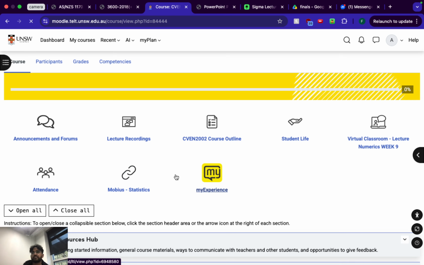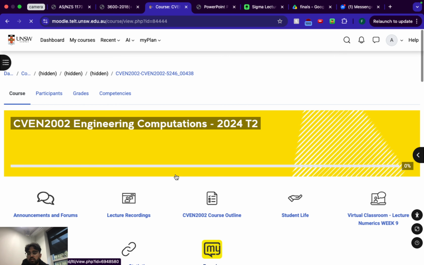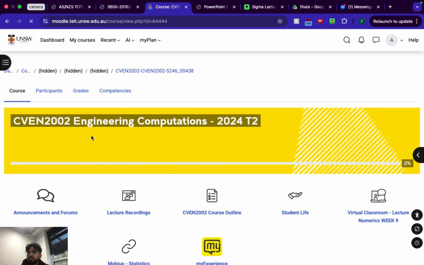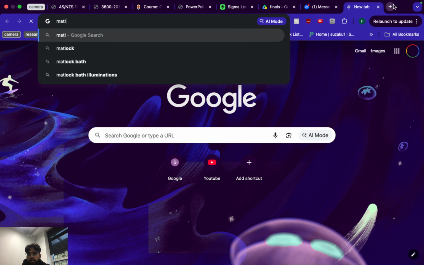So this course itself is broken up into two different parts. It's pretty much two subjects combined into one. It's called engineering computations, but it's numerics and statistics. So you've got a numerics aspect and a statistics part. The numerics part is mostly done on MATLAB. You can make code for it and complete your questions pretty easily.